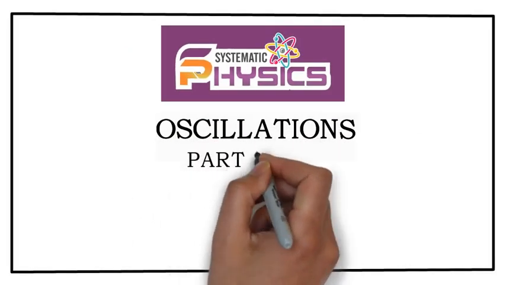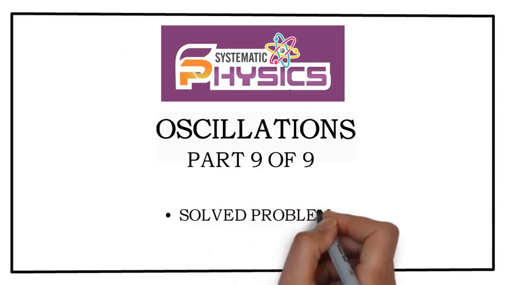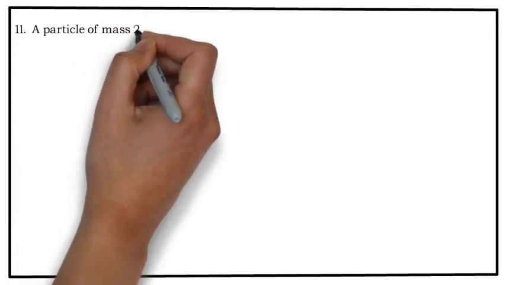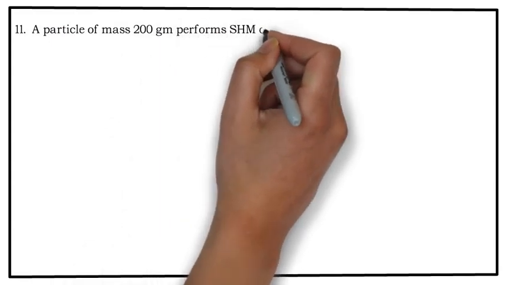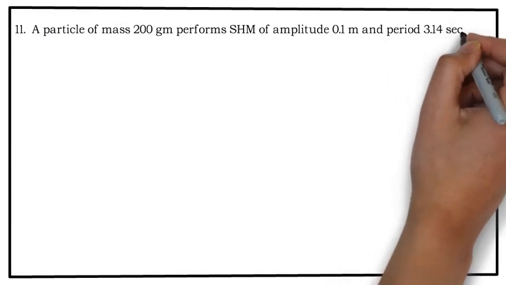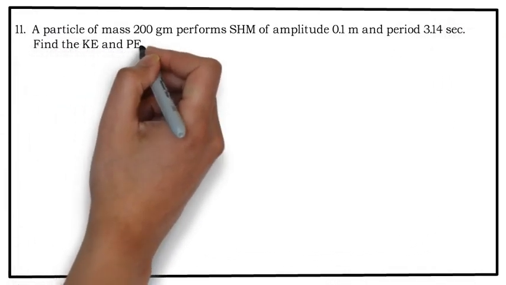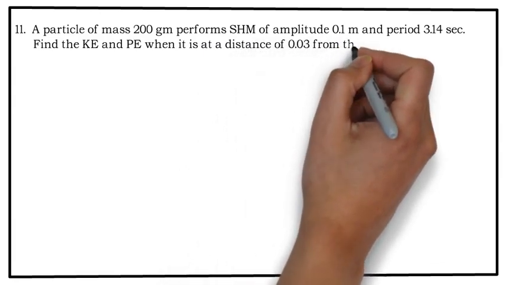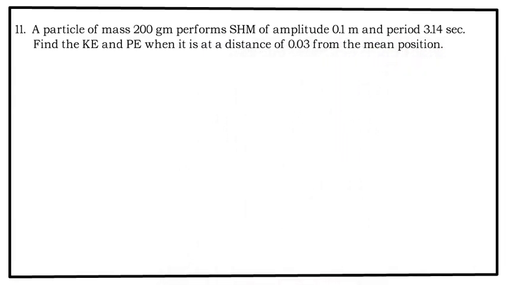Oscillations, part 9 of 9. Solve problems. Problem number 11. A particle of mass 200 gram performs SHM of amplitude 0.1 meter and time period 3.14 seconds. Find the kinetic energy and potential energy when it is at a distance of 0.03 meter from the mean position.